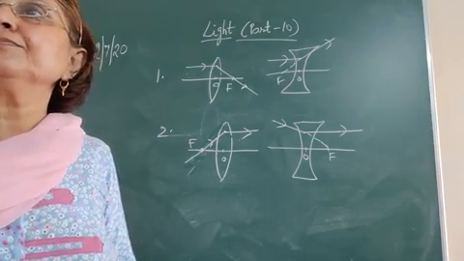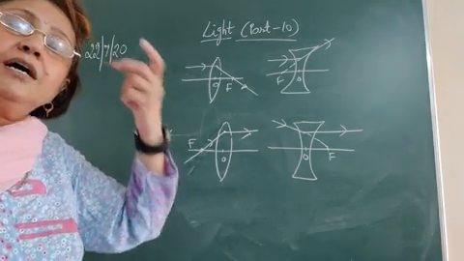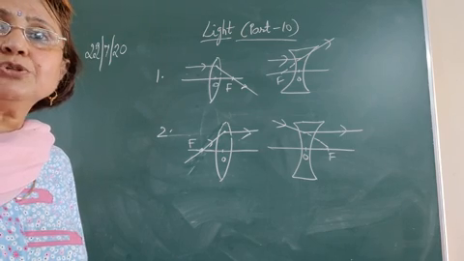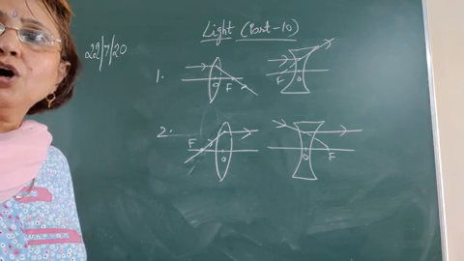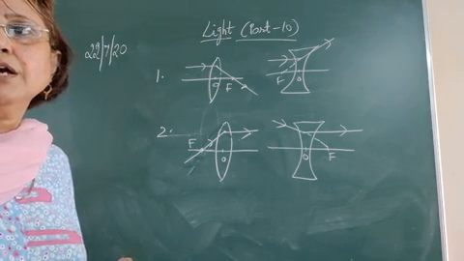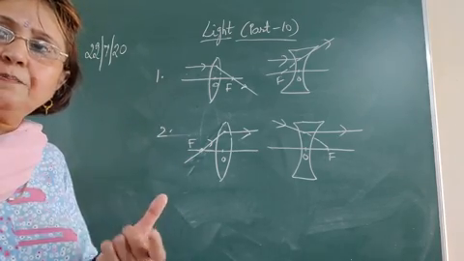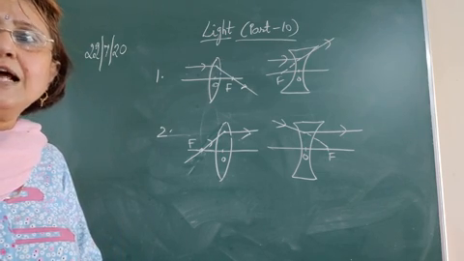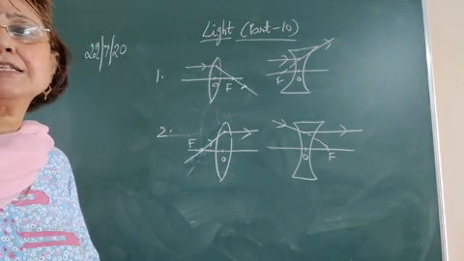So write the second rule. Write the second one. A ray of light passing through the principal focus, or appearing to pass through the principal focus, write in the bracket concave lens, after refraction becomes parallel to the principal axis.